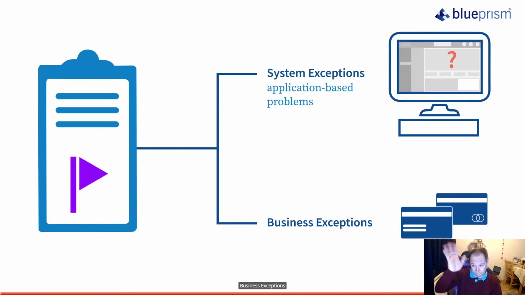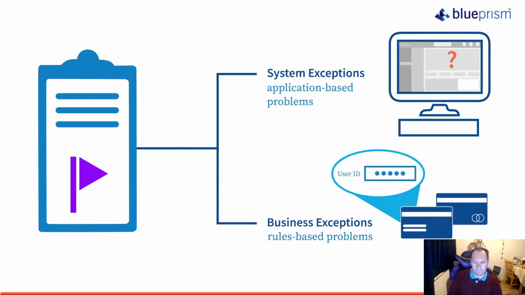Business exceptions are rules-based problems and occur when Blue Prism reacts to data. For example, when an incorrect user ID is transmitted to a Blue Prism process, or when a claim amount exceeds a specified limit.